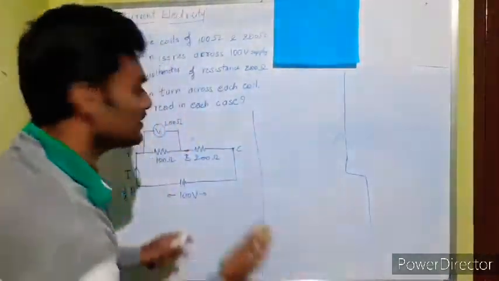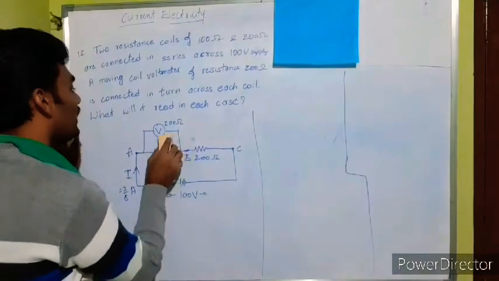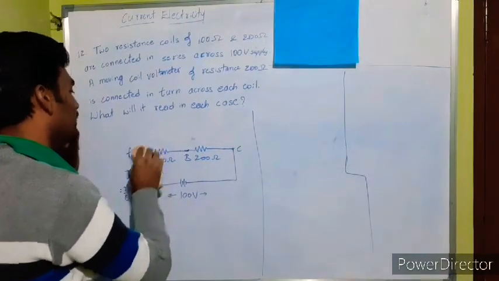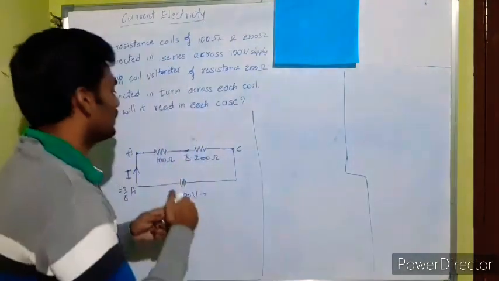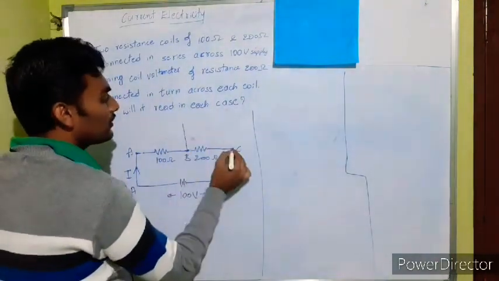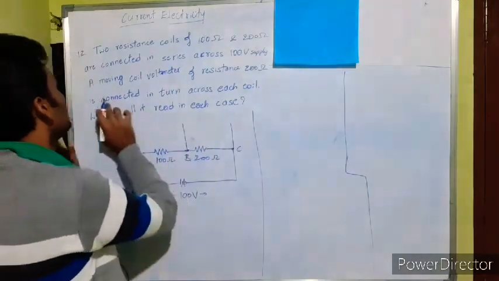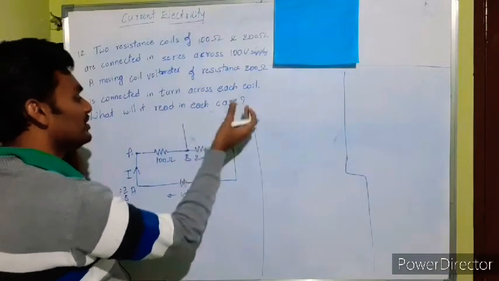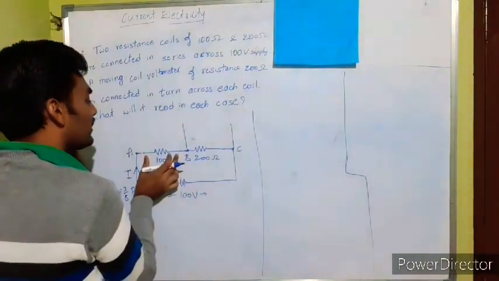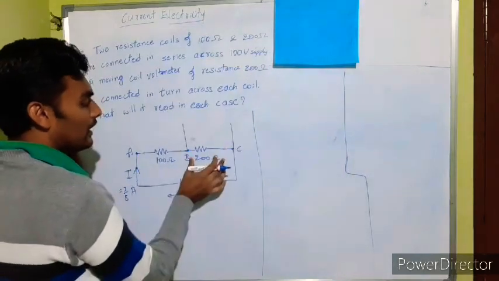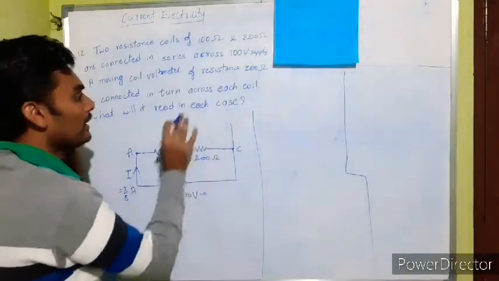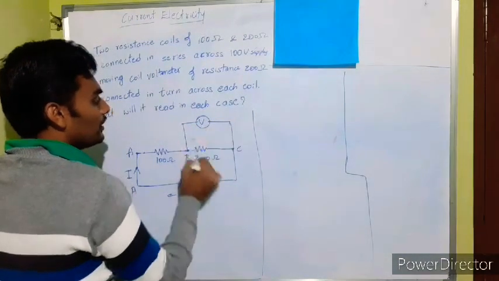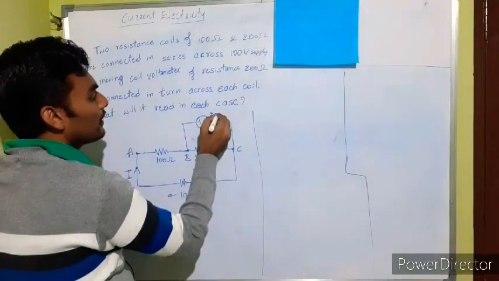The change that I'm going to make is that I'll remove the voltmeter across A and B, and connect the same voltmeter across B and C, which means with the second resistance. The voltmeter of resistance 200 ohm is connected in turn across each coil. In the first turn they connect it across the 100 ohm coil, in the second turn they connect it with the 200 ohm coil. So we are now connecting it to a 200 ohm resistor.